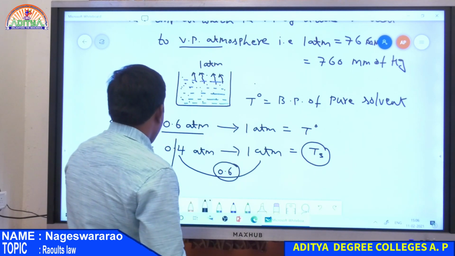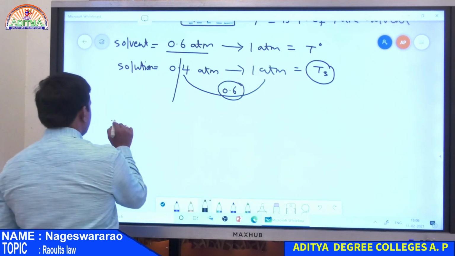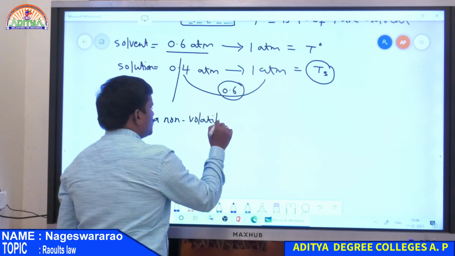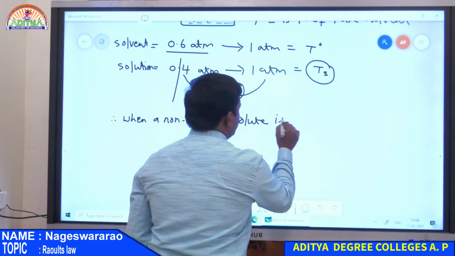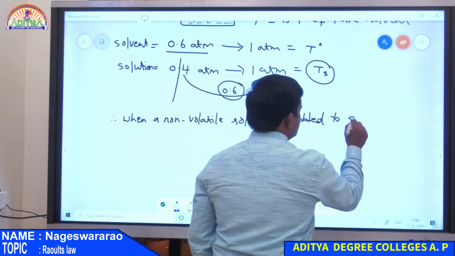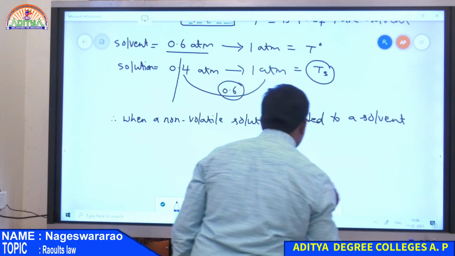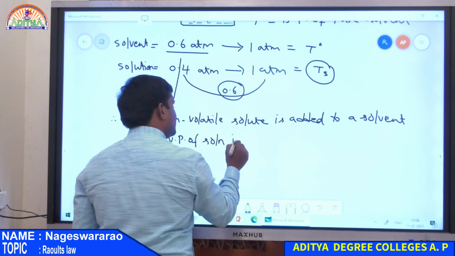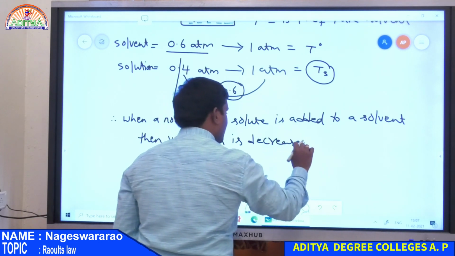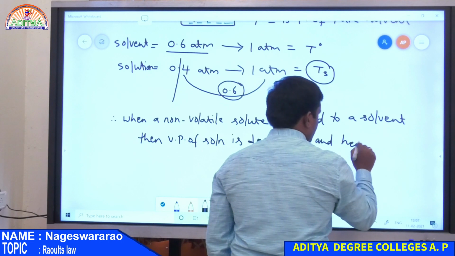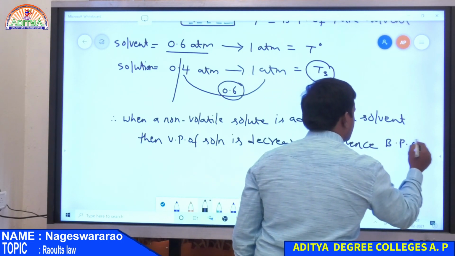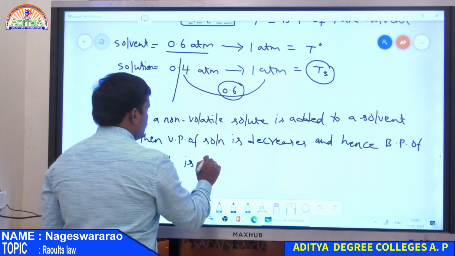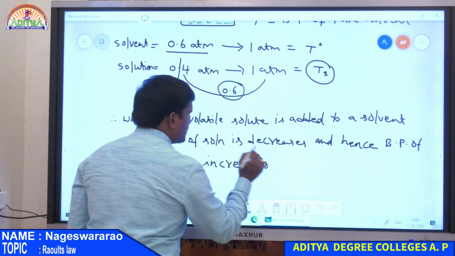Therefore, when a non-volatile solute is added to a pure solvent, the vapor pressure of the solution decreases, and hence the boiling point of the solution increases.